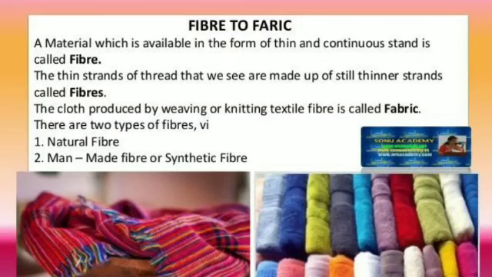A material which is available in the form of thin and continuous strand is called fibers. These fibers are then interlocked or interwoven together to form threads, also known as yarn. The cloth which is produced by the process of weaving and knitting is called the fabric, that is the finished product.